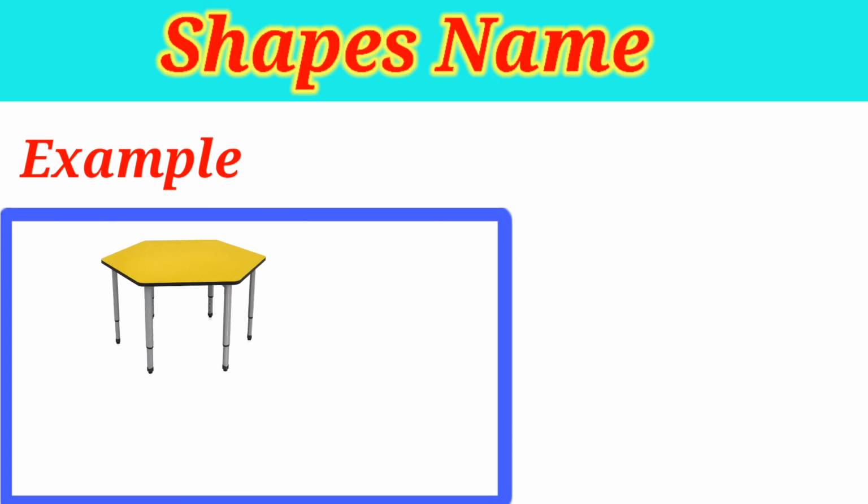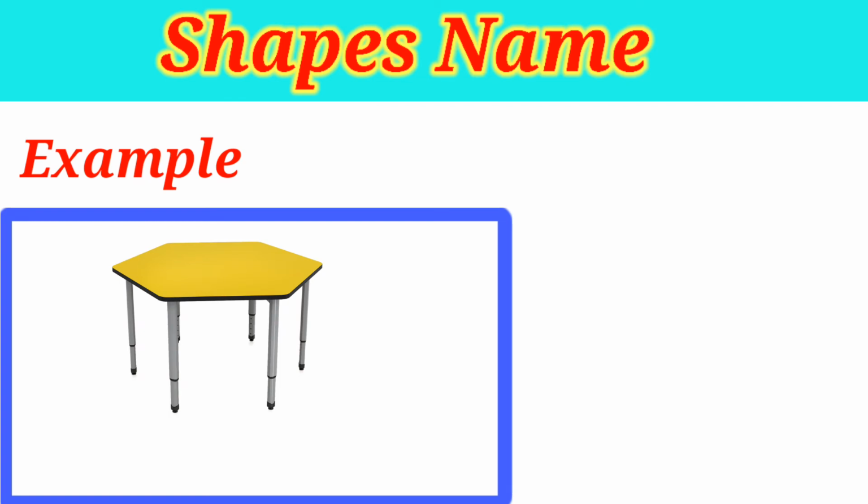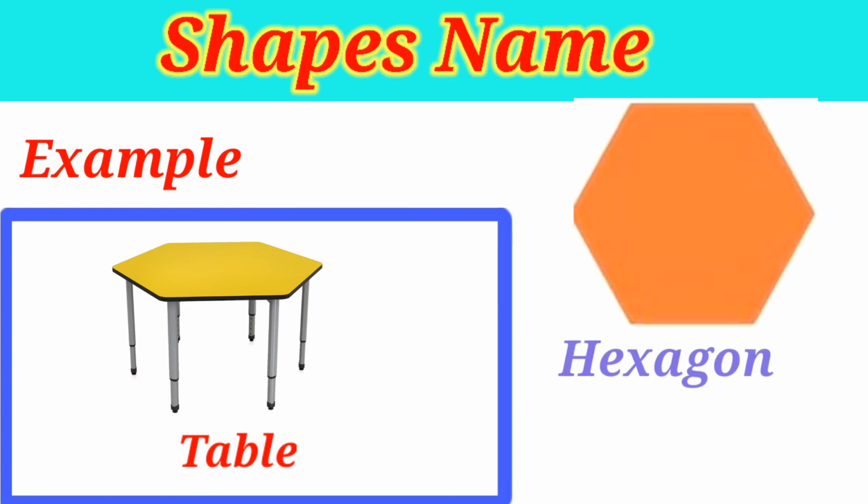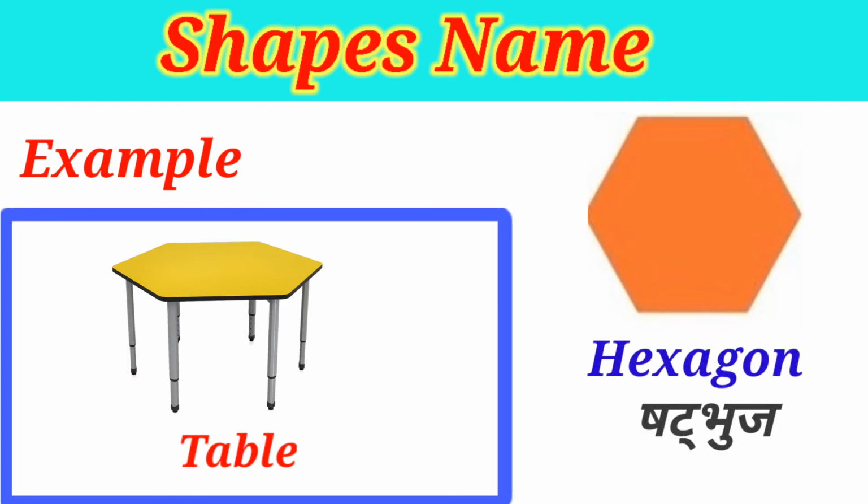What is the next figure बच्चों? This is a table. The shape of the table is hexagon. जिसको हम हिंदी में बोलते हैं षटभुज.